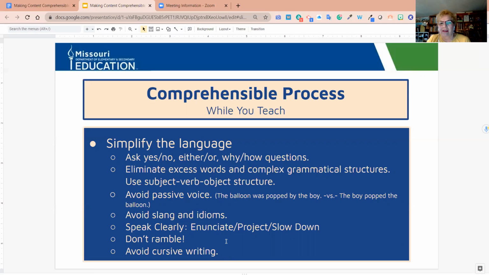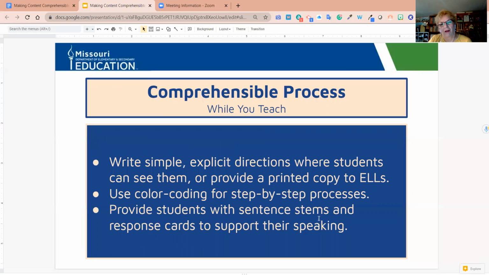Also, we need to make sure we speak clearly and slow down. Don't speak really quickly, and don't ramble off on a subject. Try to stick to the topic. It helps with their understanding. And something interesting that many people don't realize, we are one of the very few countries that use cursive writing. So when you're writing on the board or with a marker on the computer, don't use cursive because a lot of them can't read it. They read print. I thought that was very interesting when I learned that, because I never thought of that before.